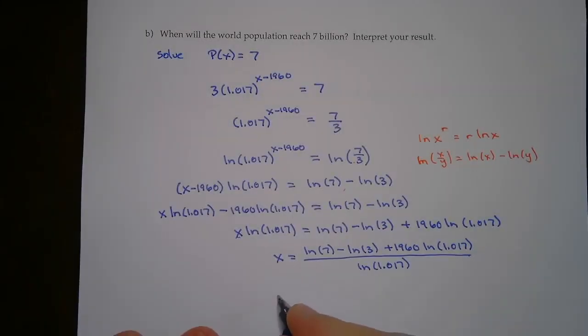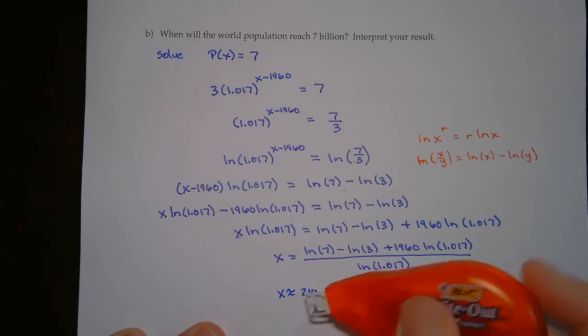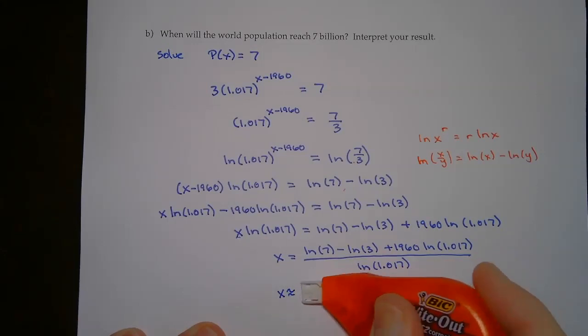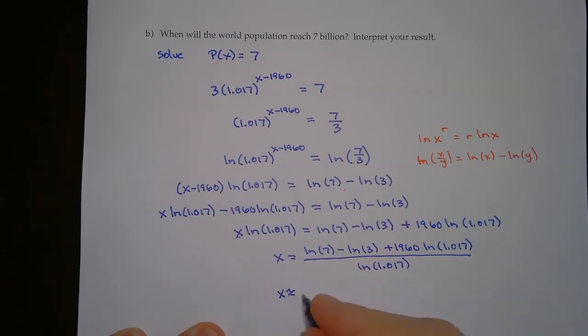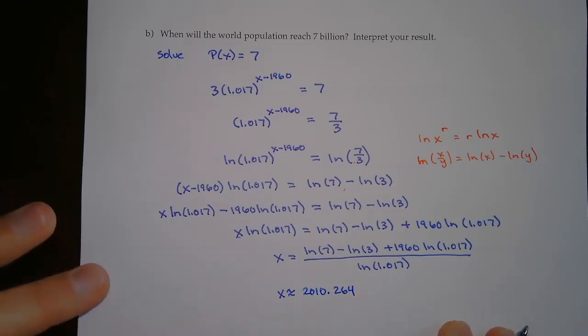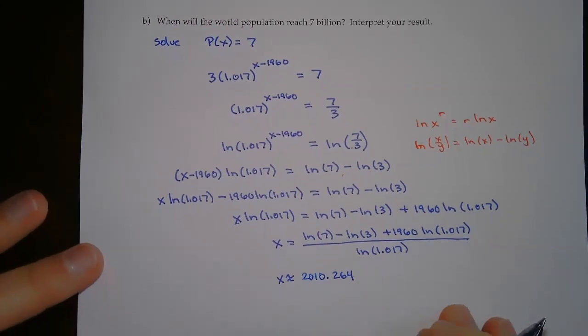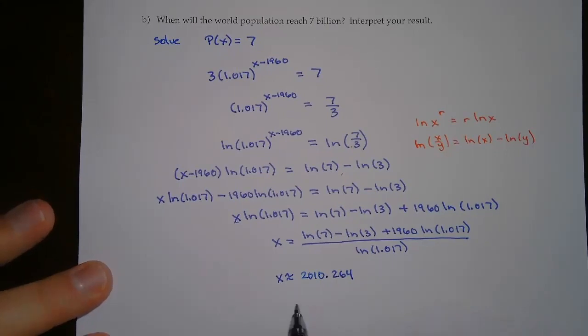So on our paper, we're writing x is approximately 2010.264. Okay, and then interpret the results. So what does this mean? I'm going to slide it up just a little bit. This means in 2010, the world population will reach 7 billion.